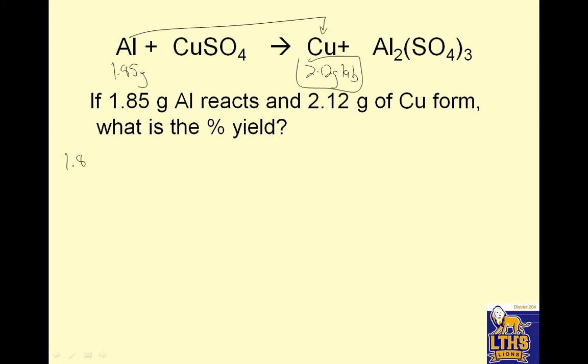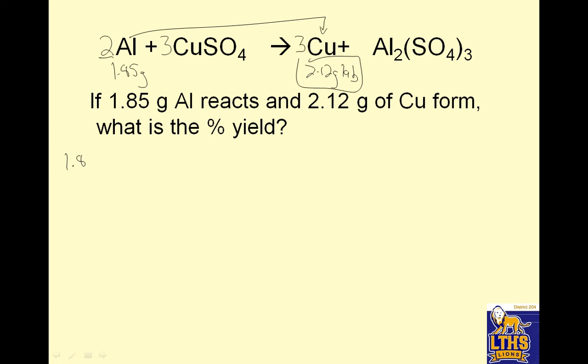I bet I didn't balance it. I did not. So I have one aluminum on the left, two aluminums on the right. I have one copper on the left, I have one copper on the right. I have three sulfates on the right. I need three sulfates on the left. That messed up my coppers.